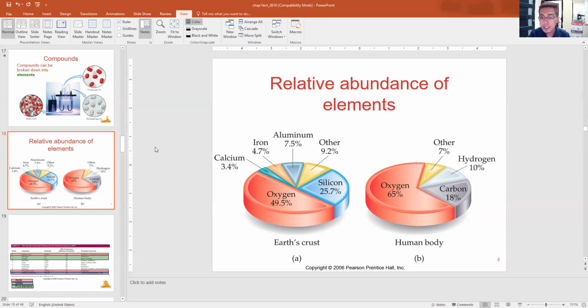So in the human body, the most common element is oxygen, that is 65%. Then we have carbon at 18%, then hydrogen is 10%, and then other elements is 7%.